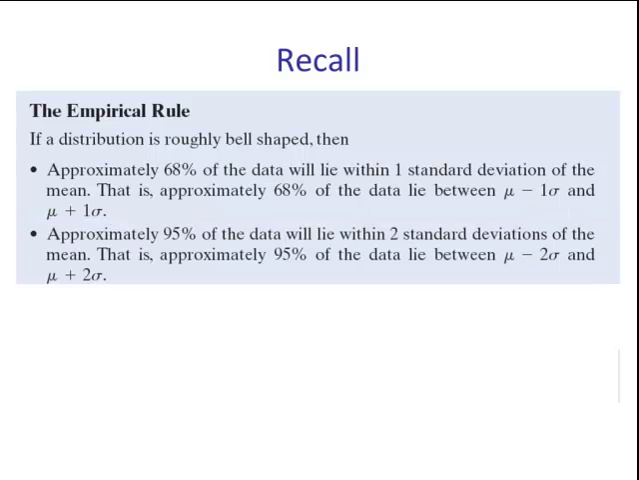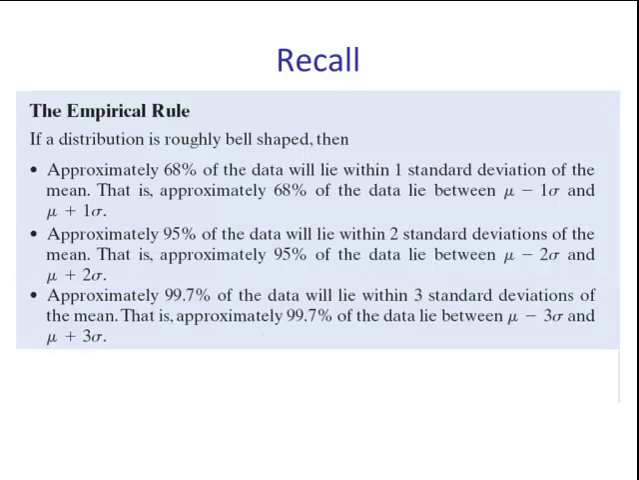Approximately 95% of the data lie within two standard deviations of the mean. So if we go two below the mean and two above the mean, this will contain 95% of the data. Approximately 99.7% of the data will lie within three standard deviations of the mean.